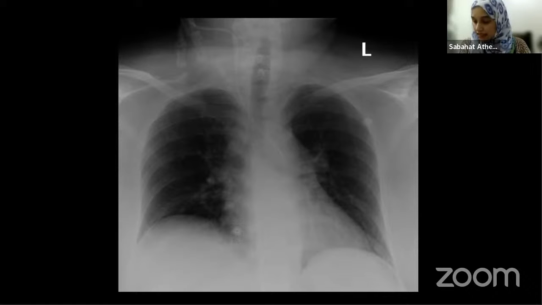Misplaced line. Excellent. Misplaced line. This is what we said as well. Yes. And if your clinician is not convinced, what can be the easiest way to prove your point? What do you think?